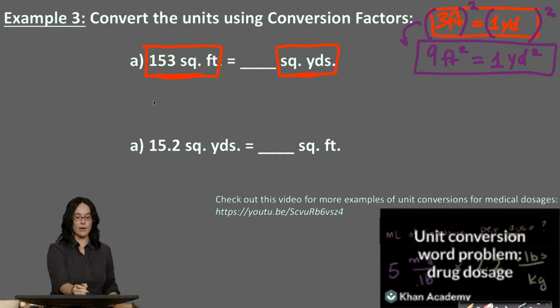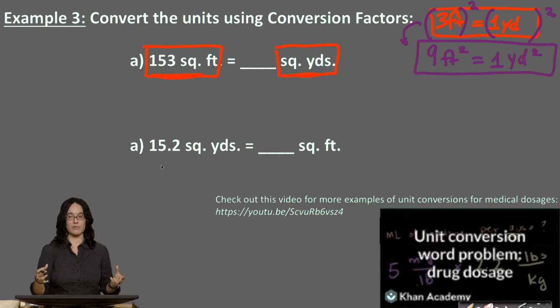Well, if I want to go from 153 square feet into square yards, one trick people do sometimes is they just remember small to large divide, large to small multiply. If you can memorize that, small to large divide, large to small multiply. But in this case, it's better if you understand how to do a dimensional analysis proportion. Let me show you what I mean.